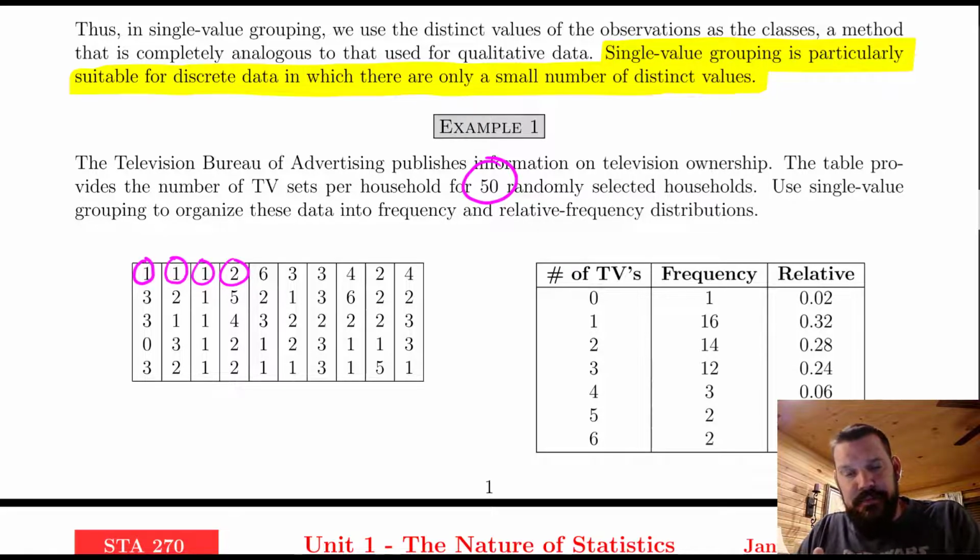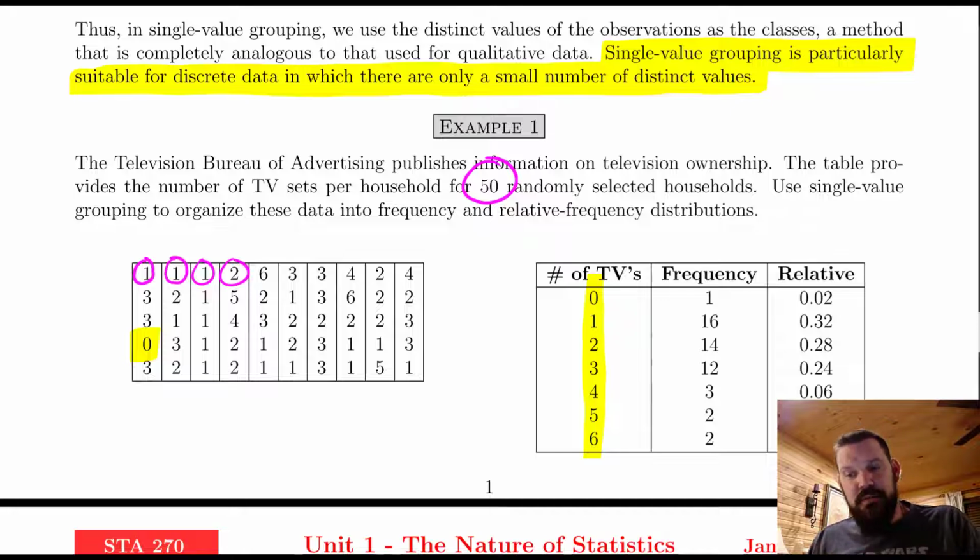The right hand side is where I tried to save a lot of time on the video by going ahead and computing these values and putting it into our notes. So the first column is the single value grouping, and that's our number of TVs. You can see from our data set on the left, we never exceeded 6 TVs in any one household. So our single value grouping, we used 0, 1, 2, 3, 4, 5, and 6. 6 was our maximum value, 0 was our minimum value. We did have one family that had no TV in their home.